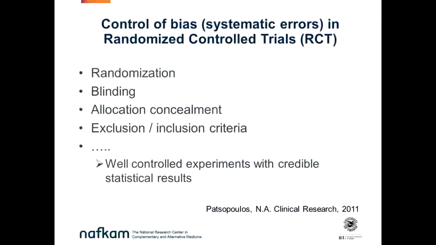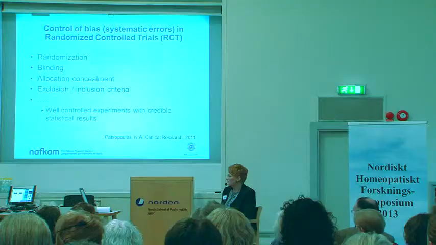You use blinding because we know that the expectations a patient has, but also the expectations that somebody who runs a trial has, influence the outcome. So the ideal thing is everybody's blind. The patient's blind, the experimenter's blind, right? And so on. So inclusion criteria, I have said something about that. So what you get is well-controlled experiments with credible statistical results.